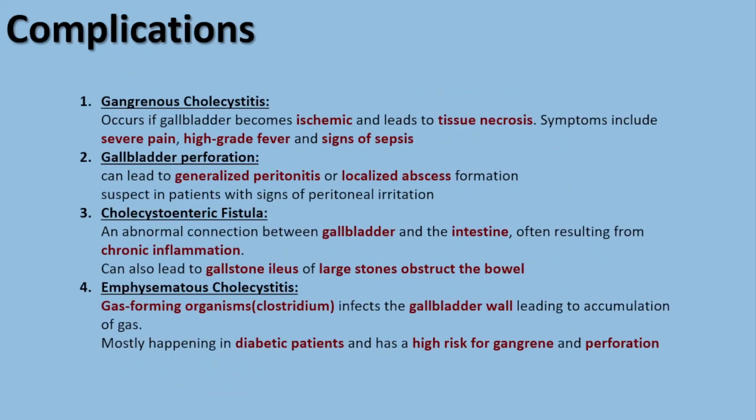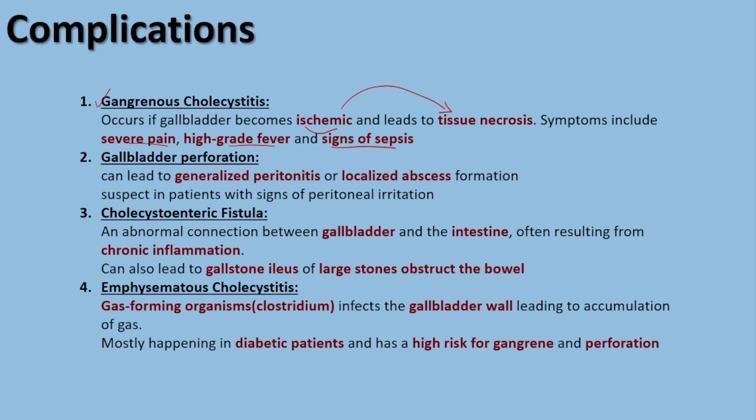So what are the complications of cholecystitis? First of all, we can have gangrenous cholecystitis. Remember that in case of cholecystitis, the gallbladder is not emptying itself. So as the result, we have increase in intraluminal pressure of the gallbladder, and this leads to ischemia. And ischemia, if it is severe and long enough, can lead to tissue necrosis and gallbladder necrosis. The symptoms are very severe pain, high-grade fever, and signs and symptoms of sepsis.